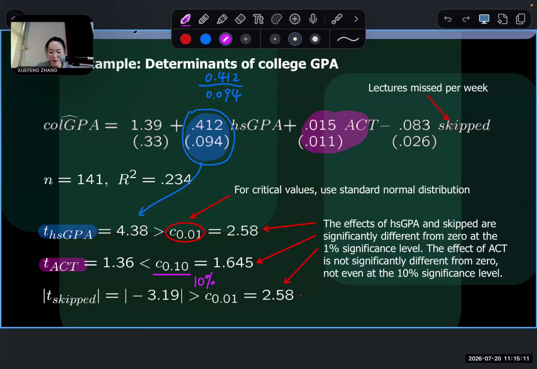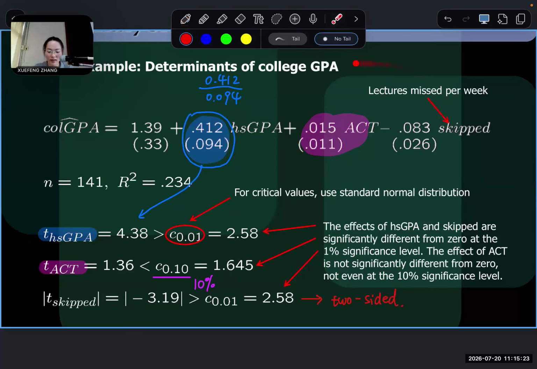So here is two-sided, right? This is what we just learned, two-sided. So we use the absolute value. Clear about this example? So for T ratio, we're gonna test each by each, okay? Each by each.